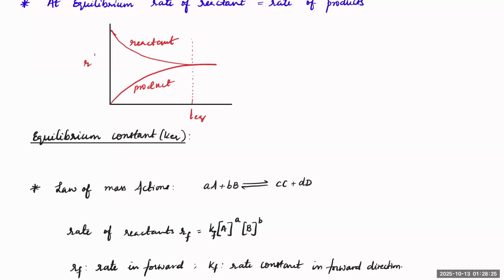So this is the rate definition with respect to time. The rate increases for products and rate decreases for reactants, and both will have the same value. At that point, the concentration of the reactant and products become constant. And this is the time taken for equilibrium to be achieved. Okay.